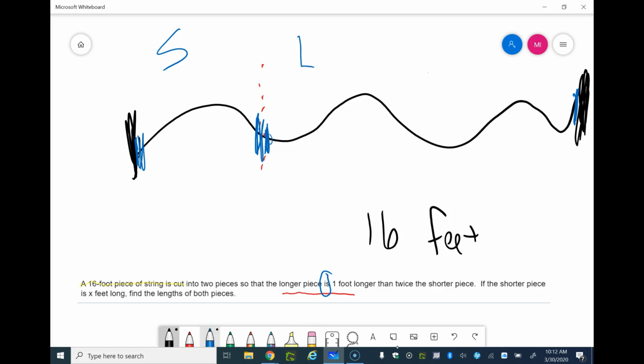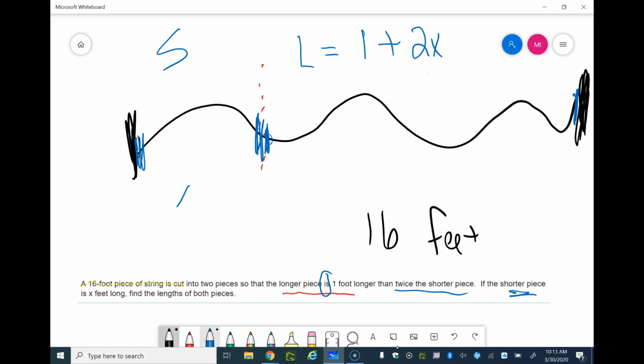So the longer piece is 1 foot longer than... If I'm thinking about adding, subtracting, multiplying, dividing, "longer than" will probably be a plus sign. If I say twice the shorter piece, if I want to double something, don't I multiply it by 2? And the shorter piece we already said is going to be our x. So 1 foot longer than twice the shorter piece.